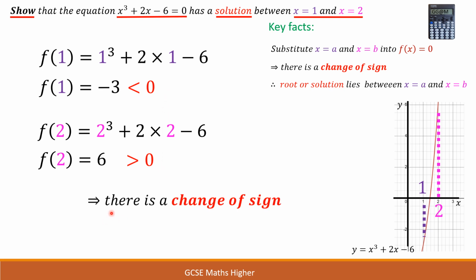So you must write down there is a change of sign. Therefore, the root or solution lies between x is equal to 1 and x is equal to 2. So make sure you write these last two sentences down along with the working out that you've put up here in order to get the full marks for the exam.